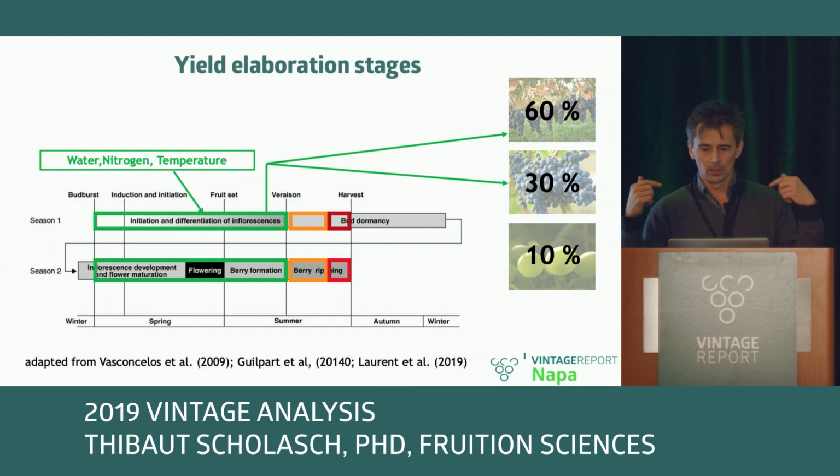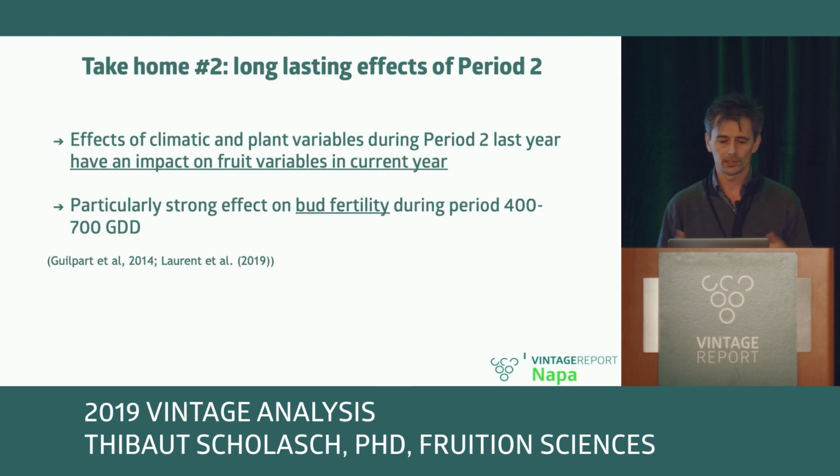So we understand that there is going to be a long-lasting effect of period 2 last year to understand the yield potential in 2019. So the only thing we need to understand at this point is that cluster numbers and cluster size is something inherited from 2018. The only thing that's going to be directly bearing the footprint of 2019 is the berry size. But 90% or so of the yield potential is the consequence of a long-lasting effect of period 2.